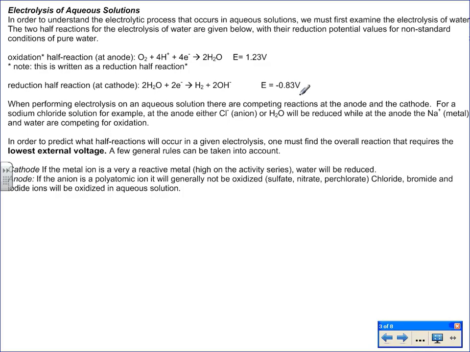So when we've got ions in solution, we've got to look at all of the reactions that could potentially happen. We've got to look at the competing oxidation and reduction of water to decide which one is going to occur. The one that's going to occur is the one that's going to require the lowest external voltage.